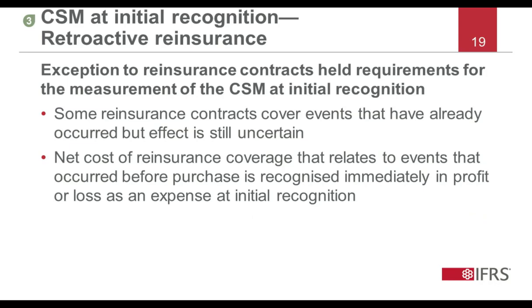The earlier slides discussed the requirement for the measurement of the contractual service margin at initial recognition of reinsurance contracts held. There is an exception to that requirement which we will now discuss. Some reinsurance contracts cover events that have already occurred, but for which the effect is still uncertain. We refer to this sort of contract in this webinar as retroactive reinsurance. A net cost of retroactive reinsurance contracts held by a cedant is recognized immediately in profit or loss as an expense, rather than as a contractual service margin when the contract is initially recognized.